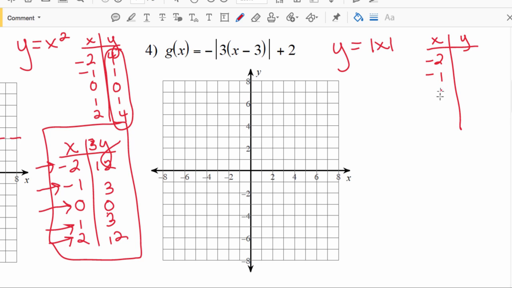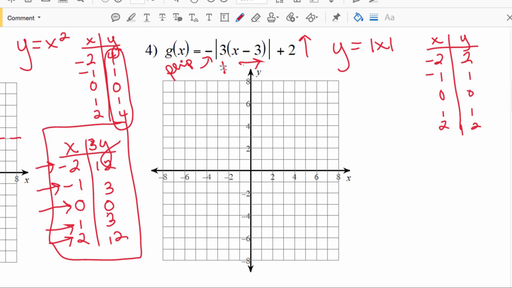Goes from -2 to 2 on the x's, and then when you absolute value all those numbers, there's your table. So over here we are going to be moving up 2 and then to the right 3, and the negative sign on the outside of the graph is going to flip us vertically. Once again, I think all these graphs flip upside down.